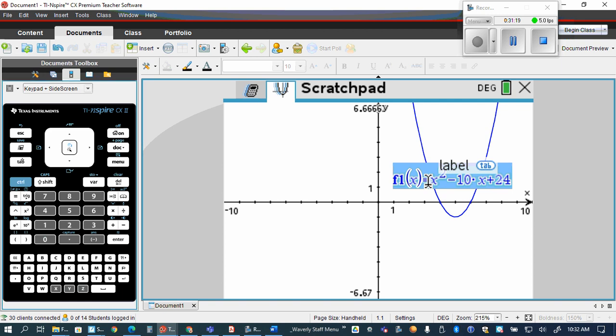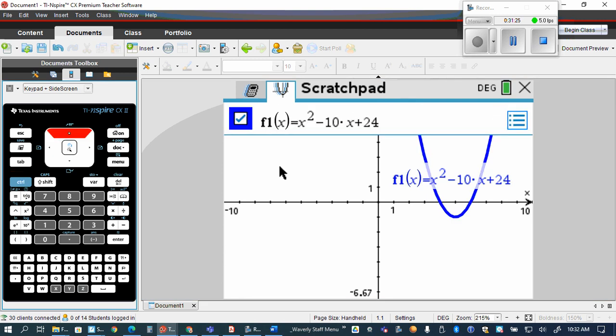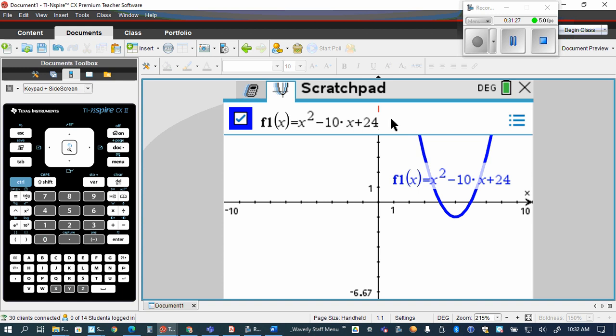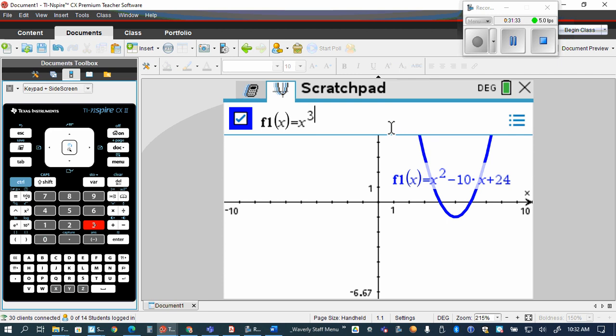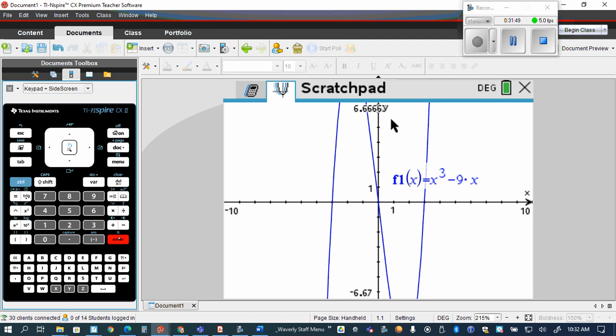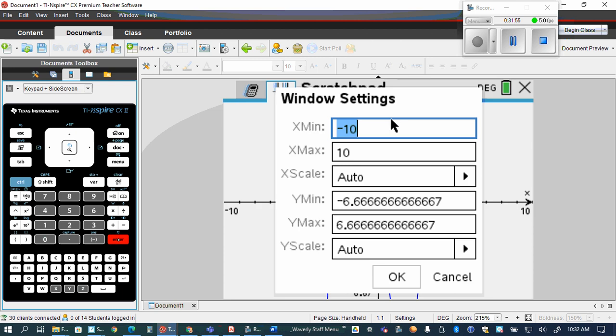Okay. Let's put this in here. That is very weird. It's x to the third, right? What was it? Minus 9x. Minus 9x. Oh, I see what I did. When you use it like squared one, it doesn't do that. Minus 9x. Let's get the window to fit. Menu, window, it's a graph.